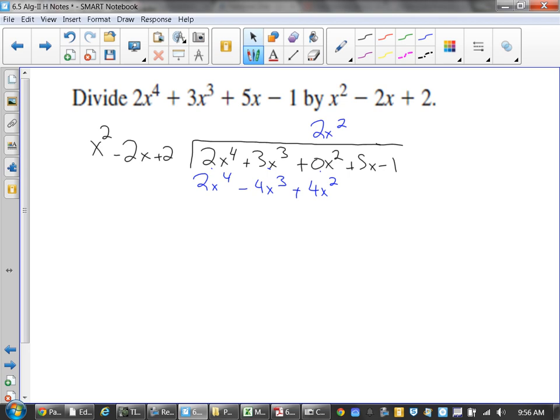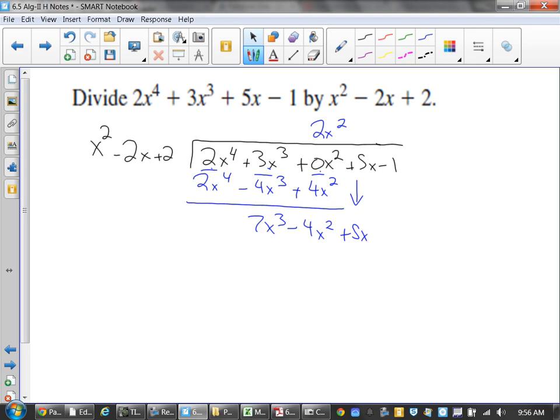So now when you put that out there, you subtract out all 3 of these parts. I have a 0. 3 minus negative 4 is 7x cubed. 0 minus 4 is a negative 4x squared. And now I just bring down 5x. And then go ahead and say it. What do I multiply by? 7x.